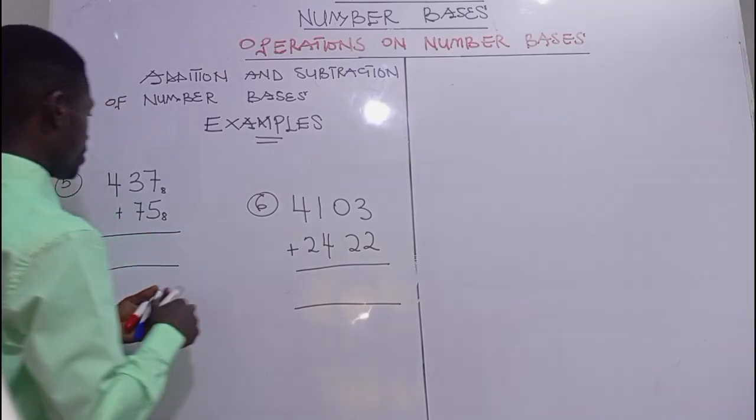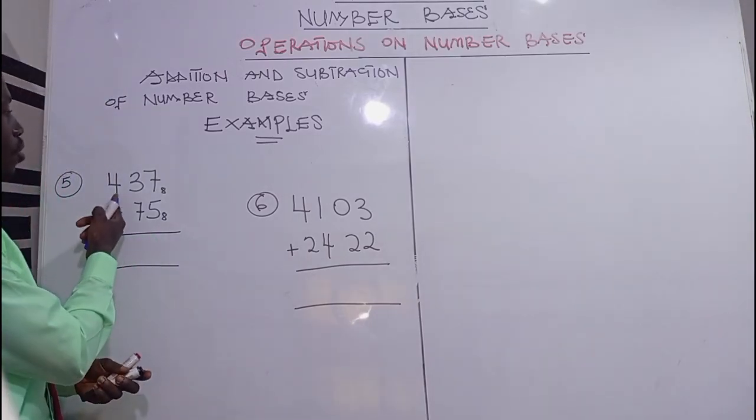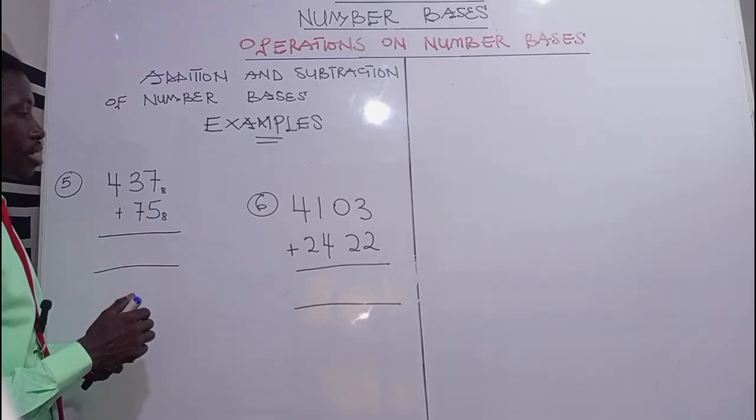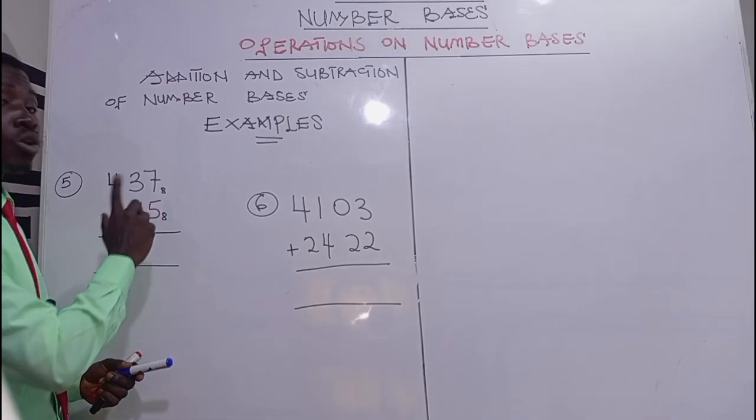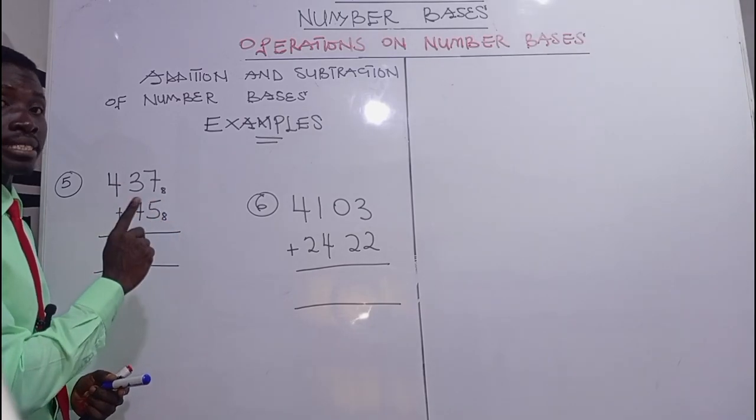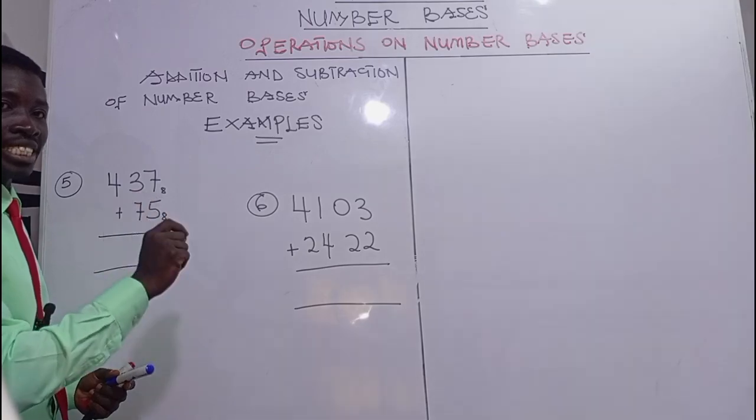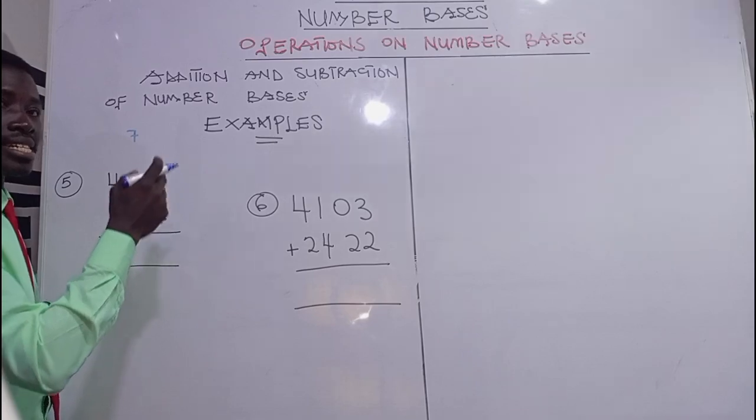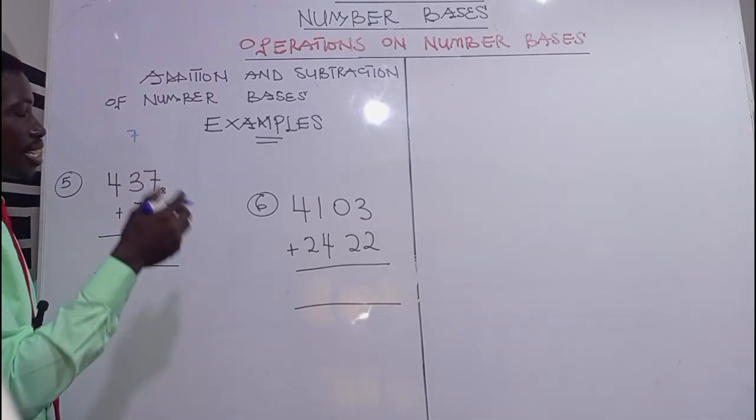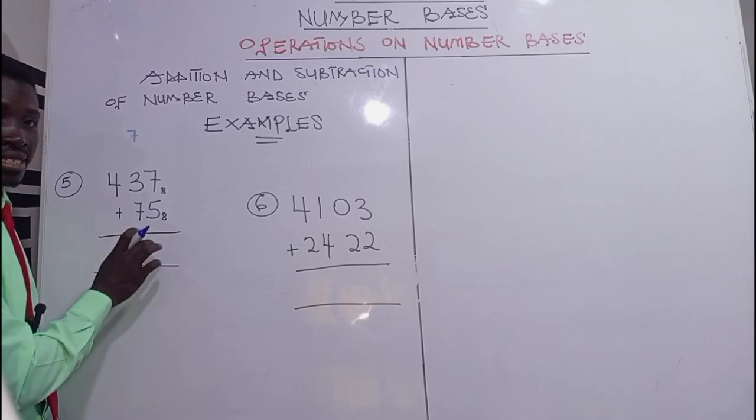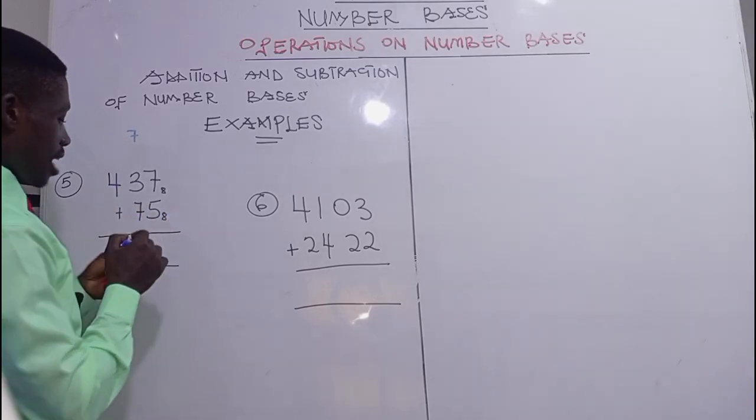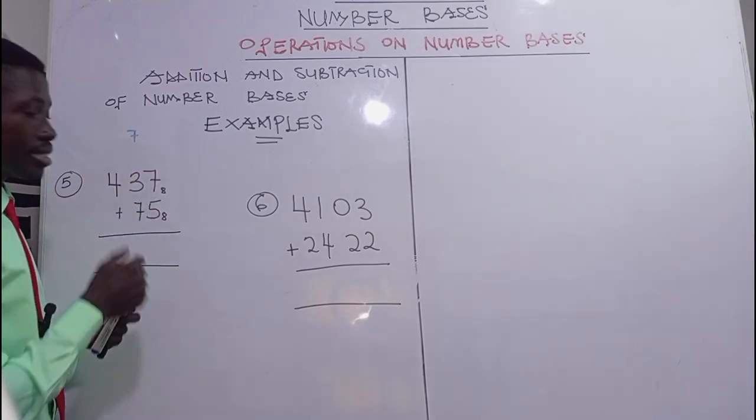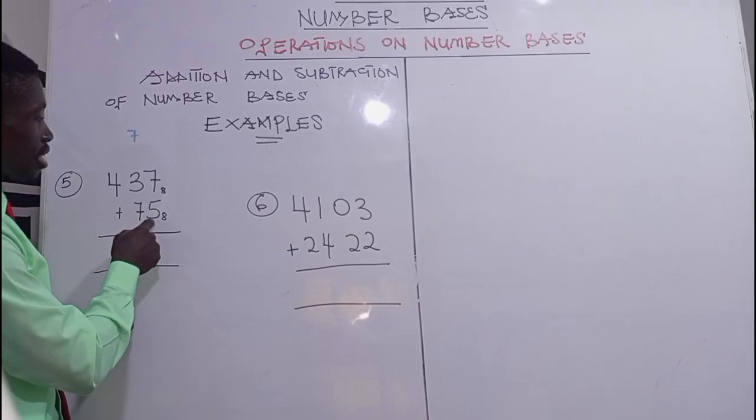So let's solve it together. So we have 4, 3, 7 base 8 plus 7, 5 base 8. Now you realize that we are working in what base? We are working in base 8. So in base 8, the highest digit is 7. We can have 8, 9, 10, 11, 12, 13, and so on in base 8. So the highest digit that you can find in base 8 is 7 or less. Is that clear?